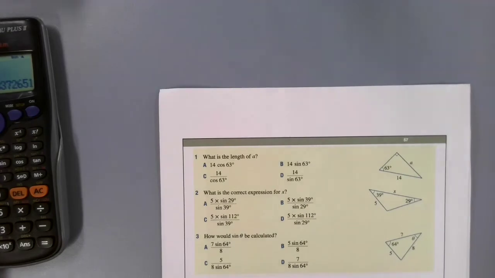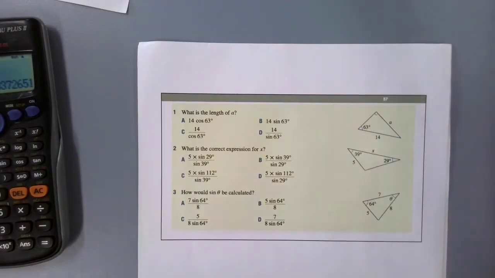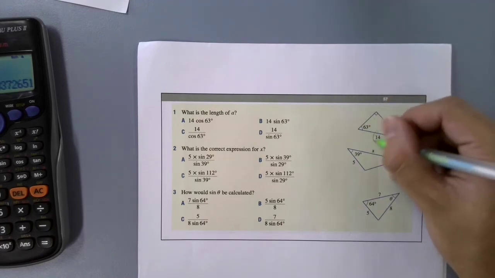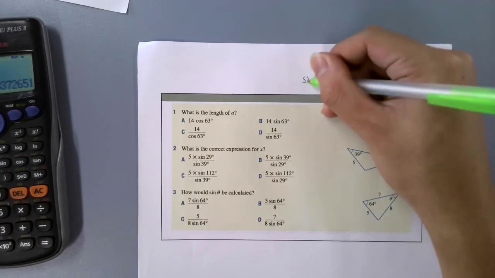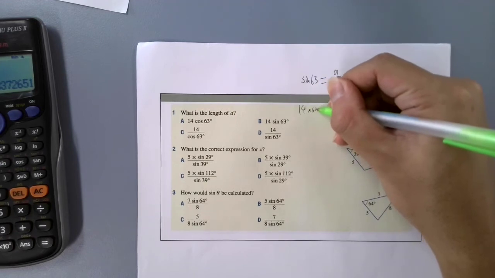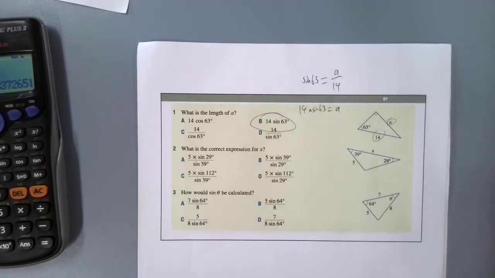Okay, so here are some extra multiple choice questions we've just put in at the end of the booklet. For this question here, you'll notice you don't need the sine rule or the cos rule because it's a right angled triangle. So the length of a is just going to be opposite over hypotenuse. a over 14 equals sine 63. Then what we do to solve it is just go 14 times sine 63 equals a. Which one of these says 14 sine 63? So the answer is B.